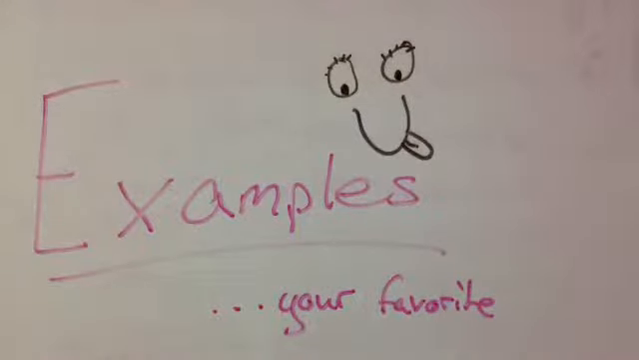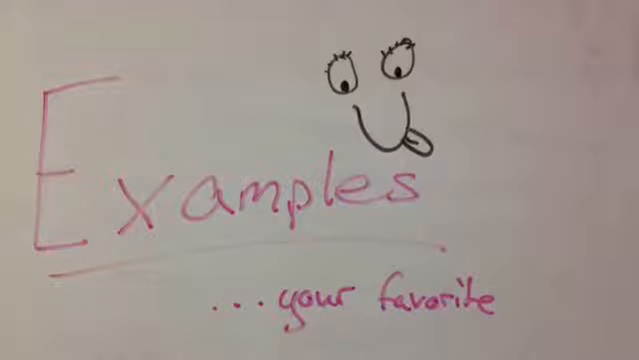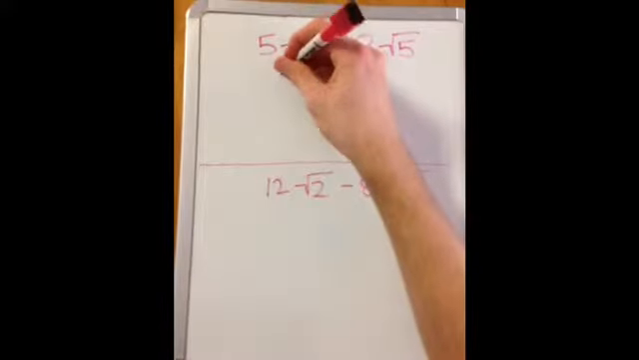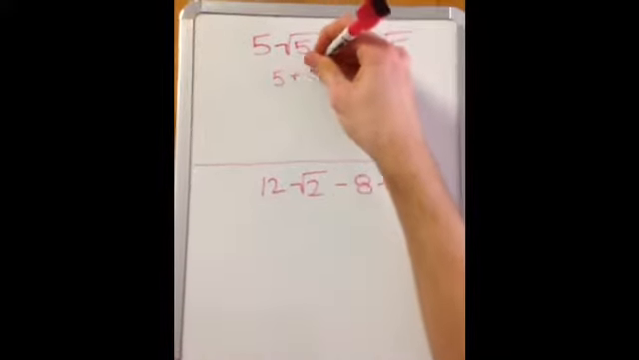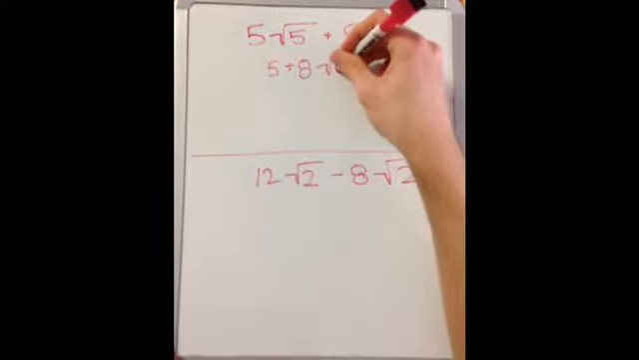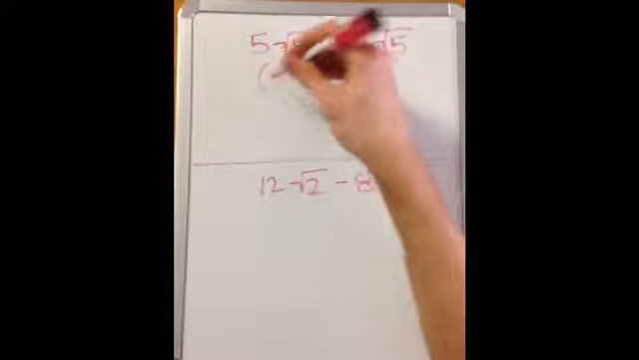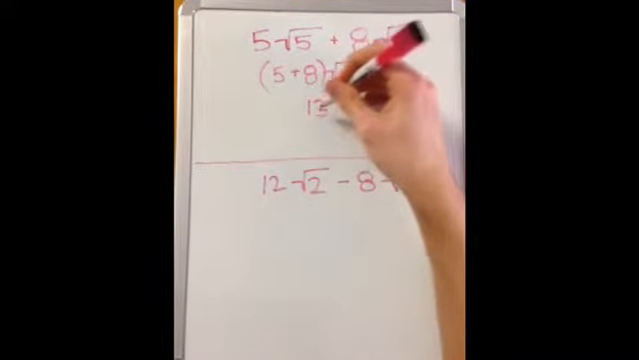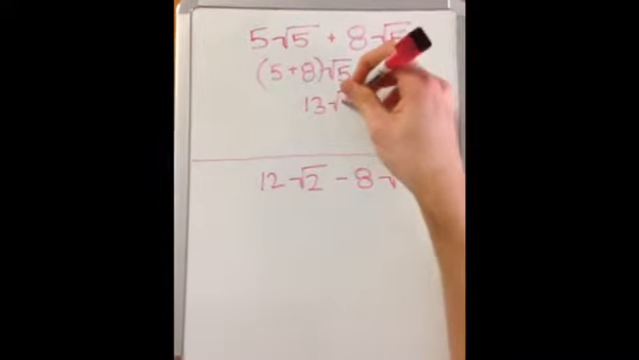When adding and subtracting radicals, you need to treat the radicals like they're variables. If they are not the same, then they cannot be added or subtracted. In this example, 5 times the square root of 5 plus 8 times the square root of 5. The square root of 5 is the same in both problems, so you can add the coefficients to make it 13 times the square root of 5.